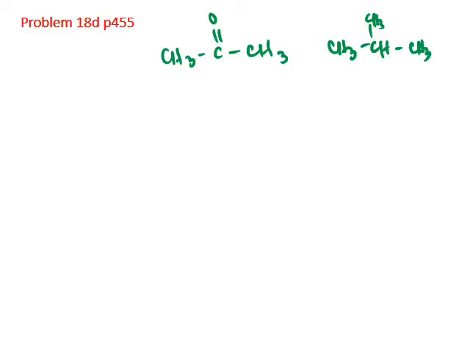So acetone boils at 56. Let me write down the boiling points that they have given you. 56 degrees centigrade for acetone. And 2-methyl propane, that's the right hand side compound, boils at minus 12 degrees centigrade. So basically that suggests that acetone has much larger interactive forces. Now let's try to understand that. Why is that?